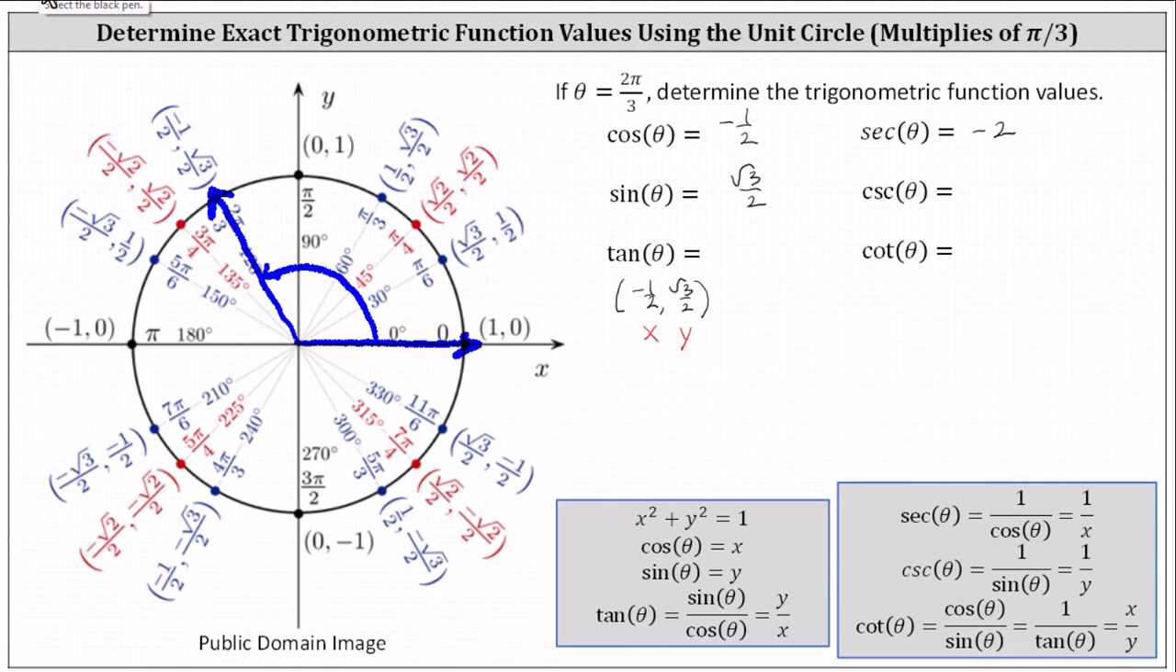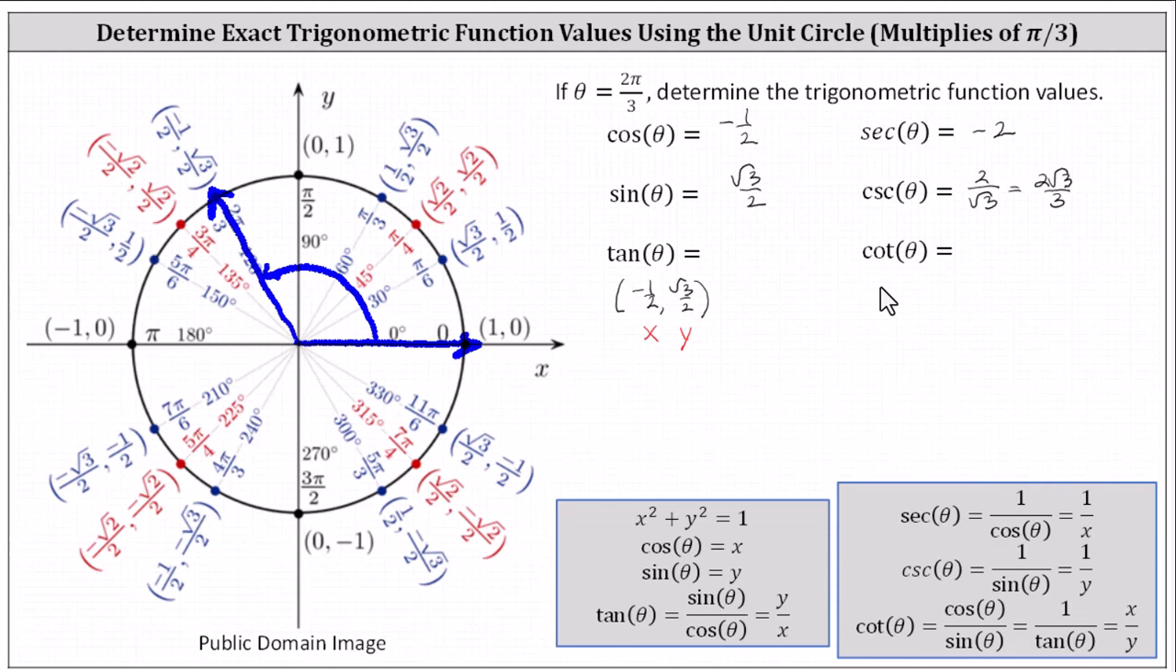The reciprocal of square root 3 divided by 2 is 2 divided by square root 3, which indicates cosecant of 2 pi divided by 3 equals 2 divided by square root 3. But let's go ahead and rationalize the denominator. To do this, we multiply the numerator and denominator by the square root of 3, which gives us 2 square root 3 divided by 3.